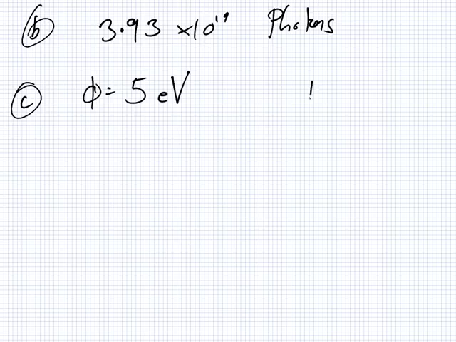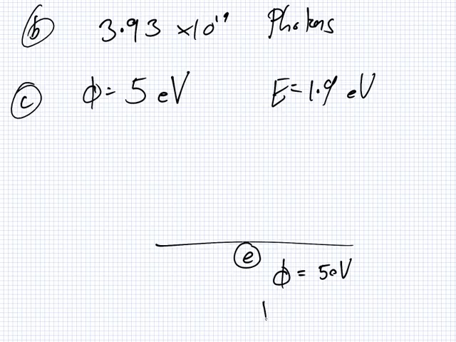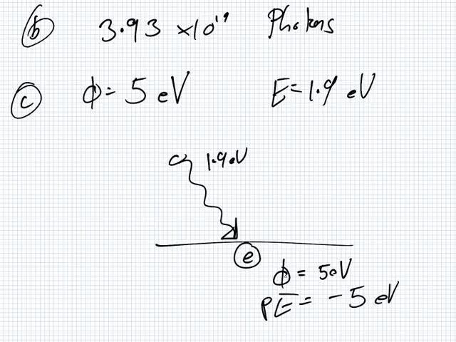When the photon hits the electron, will it be freed? 1.9 will be freed? No. Nothing will be freed. The electron has a work function of 5 electron volts. That means the potential energy is minus 5. When the photon hits it, the photon has 1.9 electron volts. This will not give the electron enough energy to be freed. Instead, the photon will just bounce off.